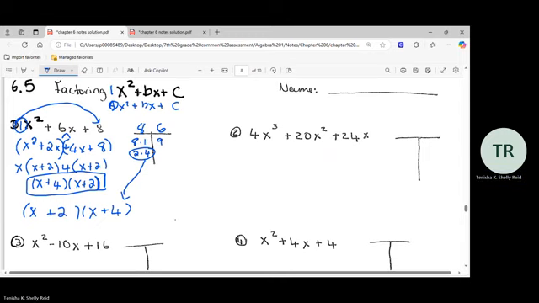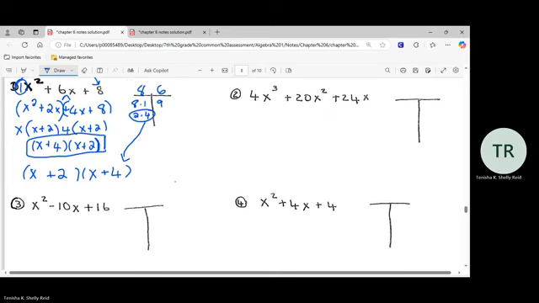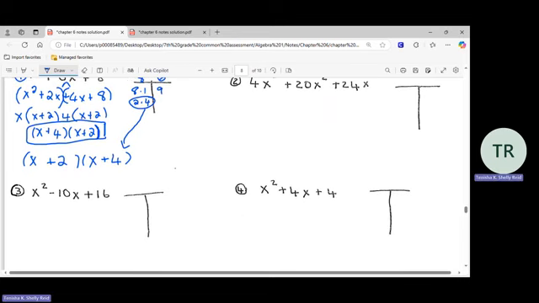Same thing. All right, let's do number, what do I want to do? I want to do number 3.